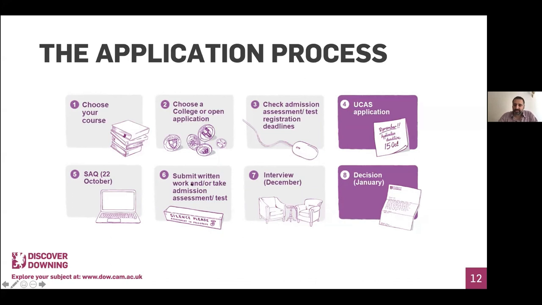Once you've chosen your college, you need to then be aware of some of the deadlines for applications. Now, for history, you don't have to worry about any pre-admissions assessment deadlines or registrations, but if you were doing another course, if it had a pre-admissions test, you would need to make sure that you register for that in a timely manner before the deadline passes. Also, you need to think about the UCAS application deadline. This is much earlier compared to other universities, and it's on the 15th of October. So please make sure that you prepare your application well in advance to be able to get it submitted by the 15th of October.